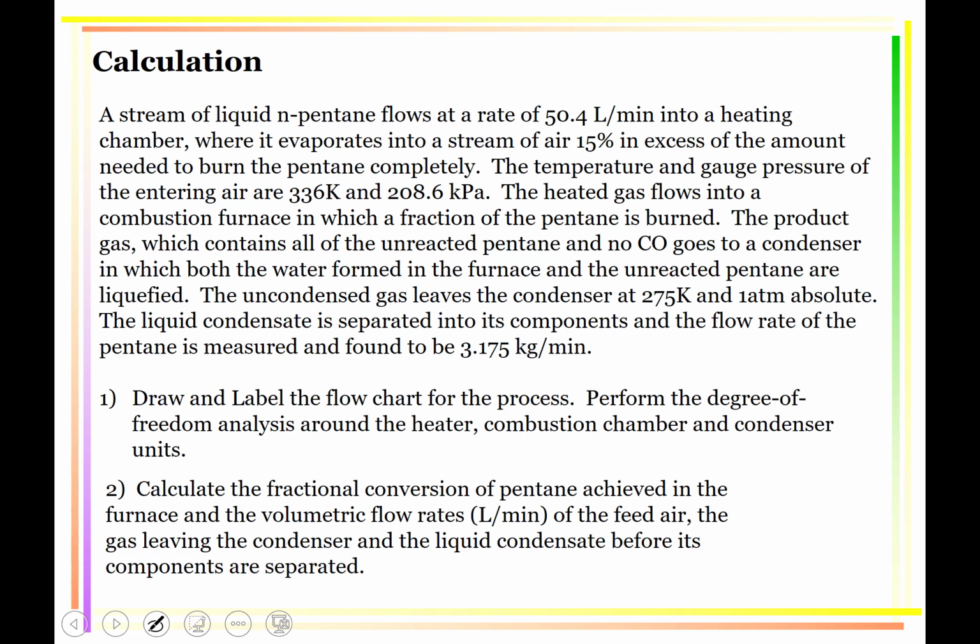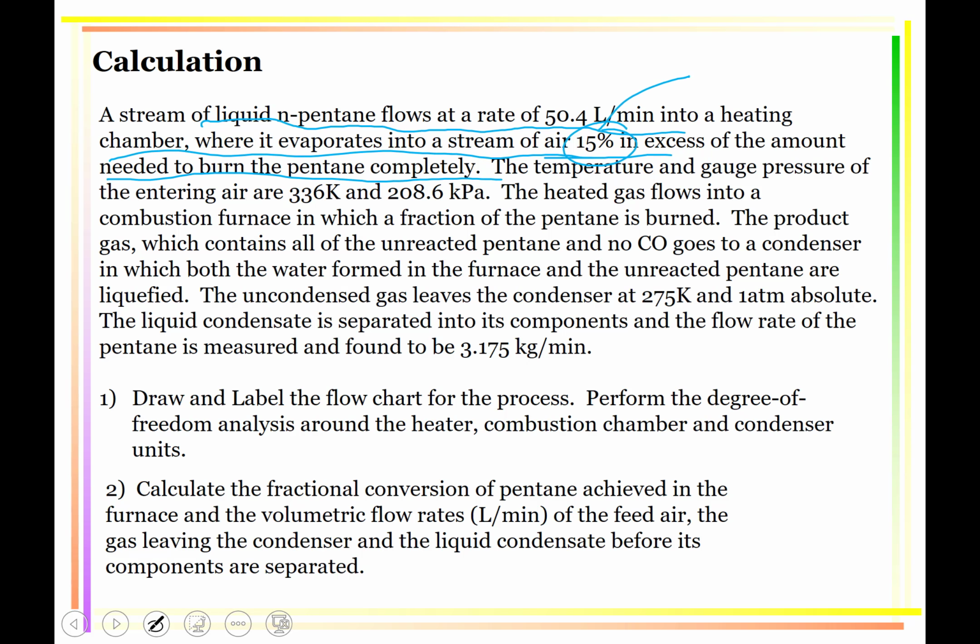Okay, so now let's do a calculation. So let's read this together, and then I would urge you to turn off the video and try to solve the problem on your own, and then watch the solution so you see how it compares with the one that you did. All right, so we have a stream of liquid pentane flowing at a rate of 50.4 liters per minute into a heating chamber where it evaporates into a stream of air, 15% in excess of the amount needed to burn the pentane completely.